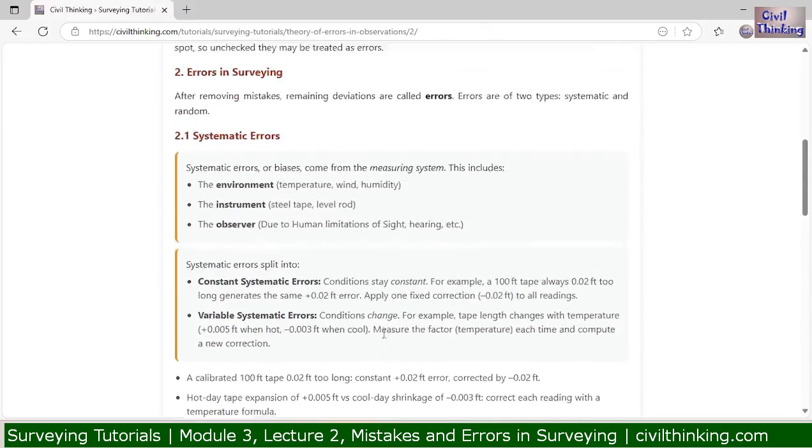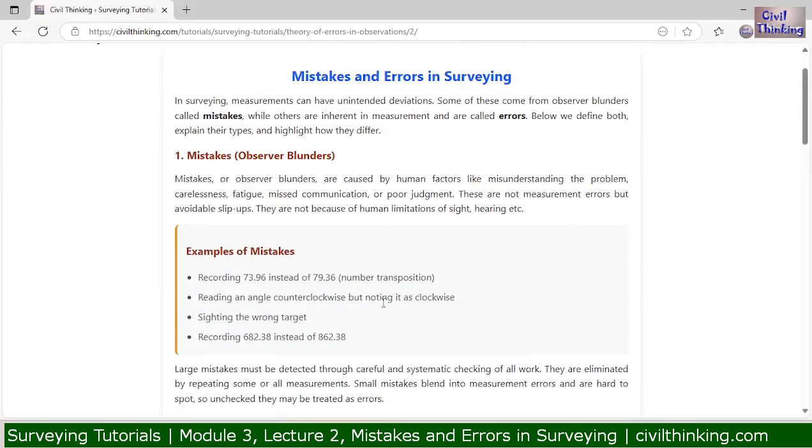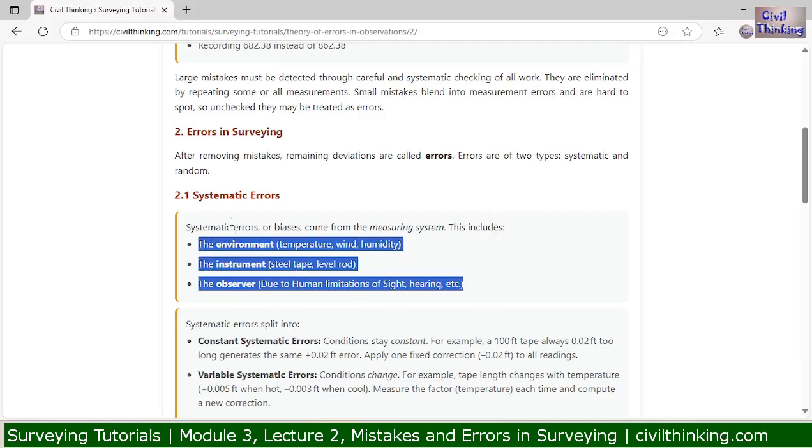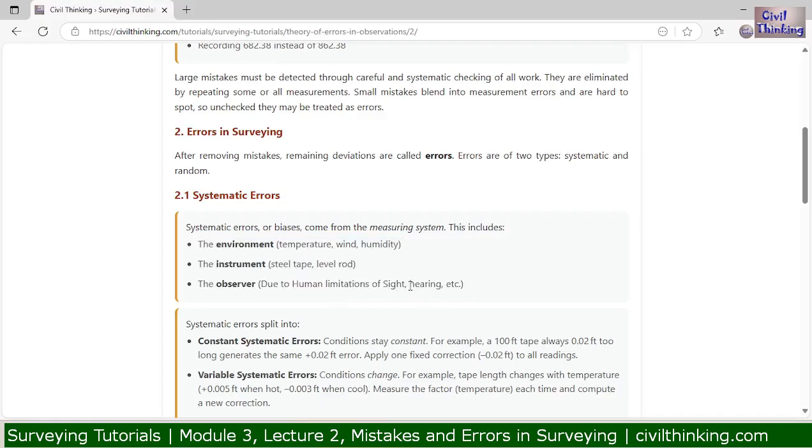I hope you understand most of this, if not all. So this is about mistakes, which are accidental, because of laziness. And we have errors. Errors are because of certain factors, what we call the measuring system. It involves the environment, the instrument, and the observer. When it comes to the observer, the systematic error is because of human limitations of sight or hearing. For example, you cannot see too far, but you took the measurement; it is because of the limitation. Or someone is calling you from far away and you could not hear well; that is systematic error.